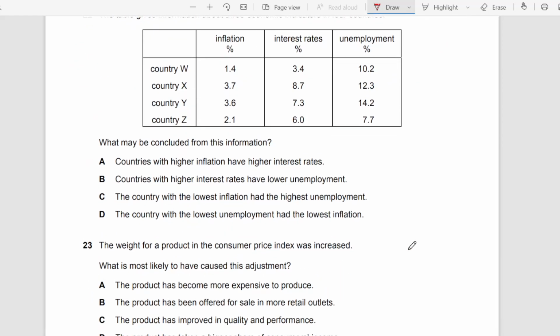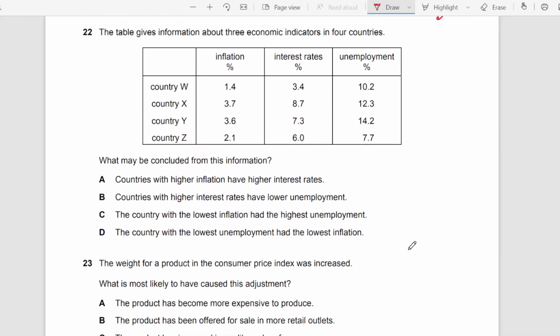The table gives information about 3 economic indicators in 4 countries: country W, X, Y, and Z, right? Let's look at the options first, because it's a very lengthy table. You cannot remember everything. You can just assume that the inflation levels are rising, 1.4, 3.7, and then it's declining for country. Okay. Interest rates, 3.4, 8.7, 7.36. Unemployment, 10, 12, 14. Well, there's nothing that you can conclude just by looking at the table.